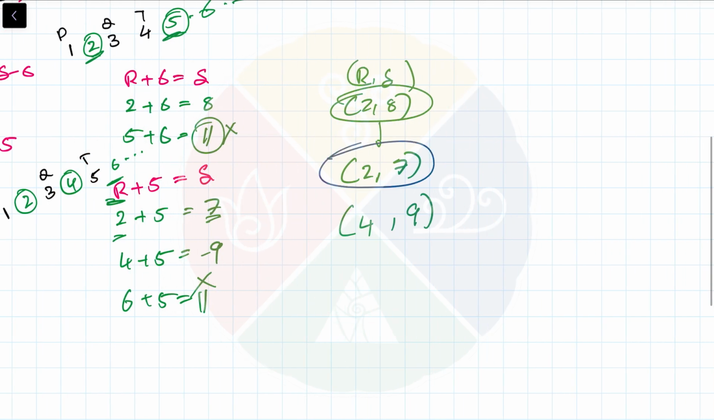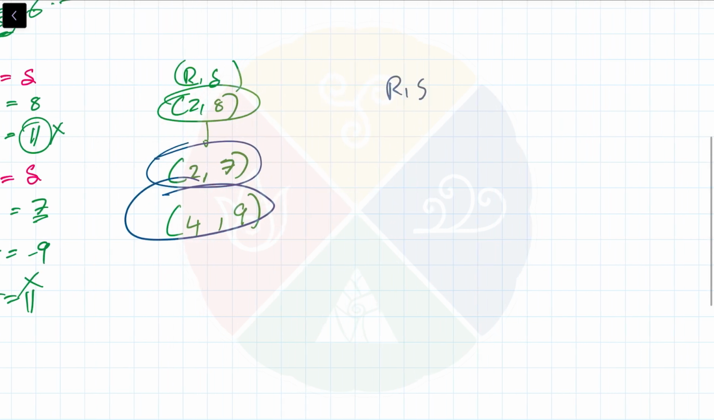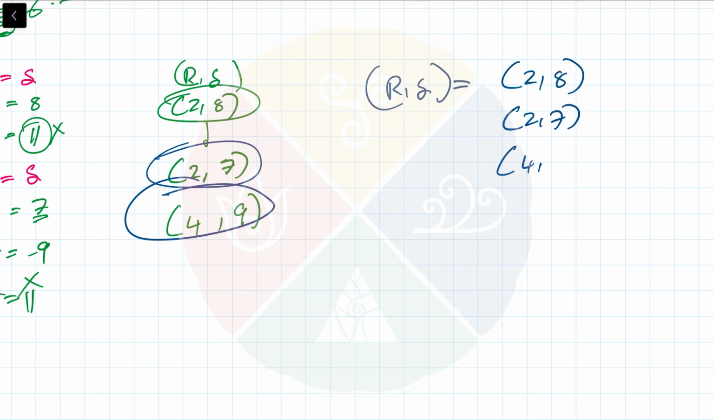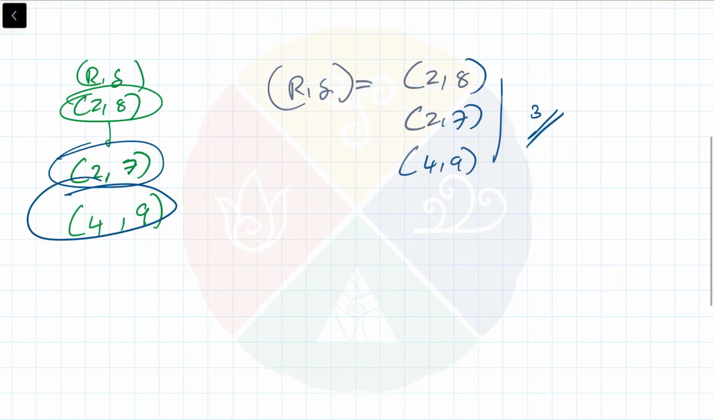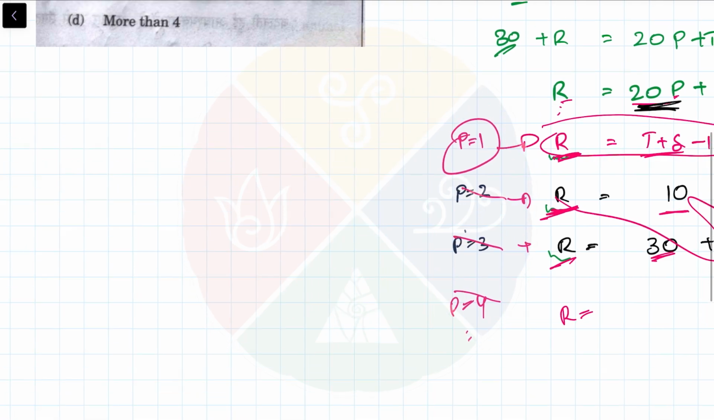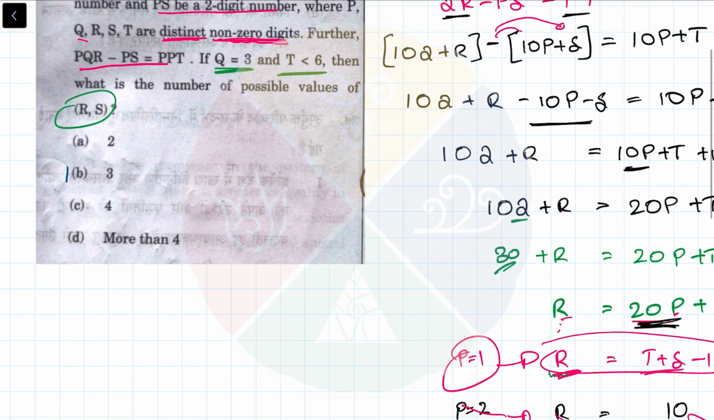So here we went through all the possible cases and we found that R comma S can only become 2 comma 8, 2 comma 7 or 4 comma 9. Only 3 possible solutions are there for this case, R comma S. So the answer for this problem is option B.